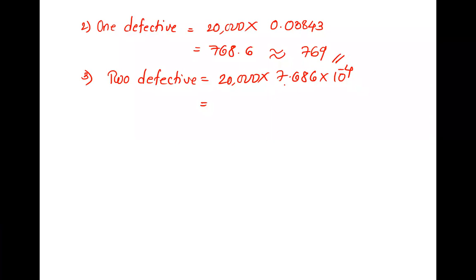And here, 15.372, correct. So it will be rounded to, say, 15. So these are the numbers of defective tires in a consignment of 20,000 tires. Just check whether you have asked probability or frequency. If it is frequency, multiply those probabilities by the total number and you'll get frequencies. So we'll go to the next question.